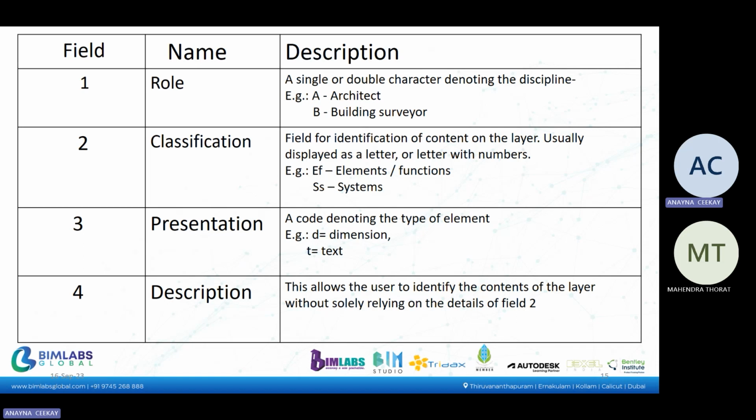Coming to field 3, that is presentation, a code denotes a type of element. If it is D, then it is dimension. If it is T, then it is text. Coming to the description, field 4 is description. This allows the user to identify the content of the layer without solely relying on the details of field 2, that is the classification.